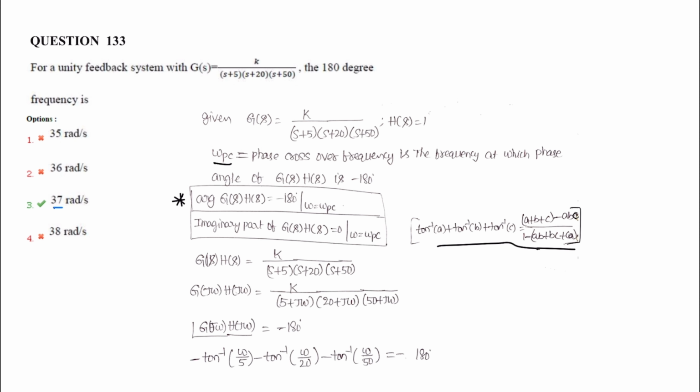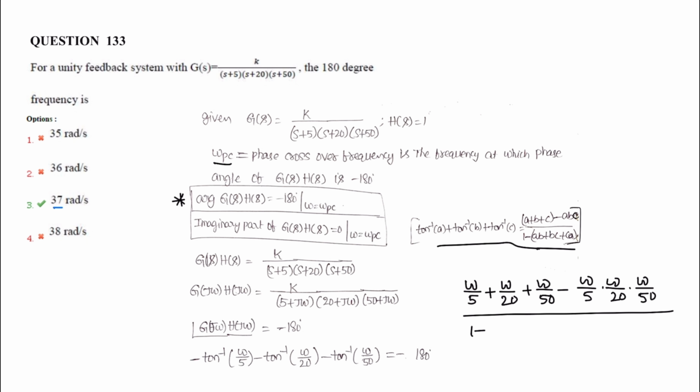(ω/5 plus ω/20 plus ω/50 minus abc, that is (ω/5)(ω/20)(ω/50)) divided by (1 minus ab, (ω/5)(ω/20), minus bc, (ω/20)(ω/50), plus ca, (ω/50)(ω/5)) is equal to 0. On calculation we will have the omega value as 37 radians per second. So the correct answer is option 3.